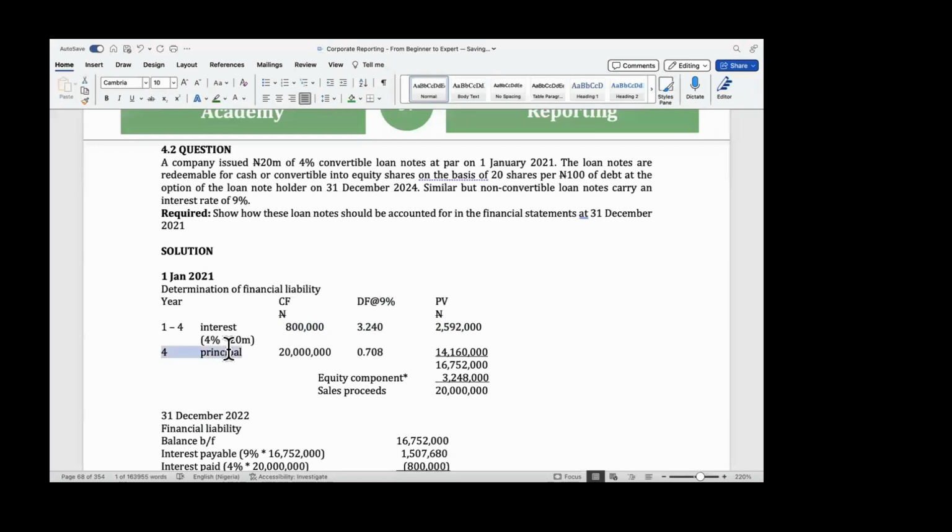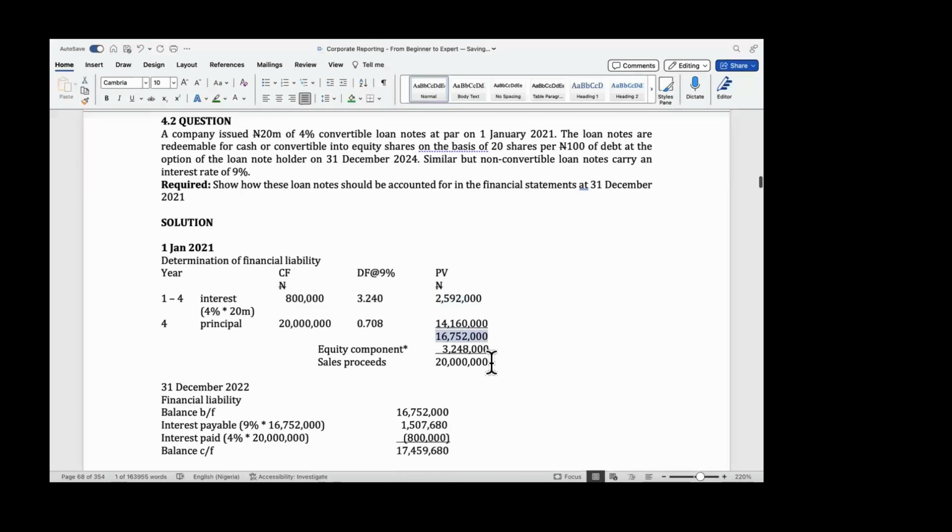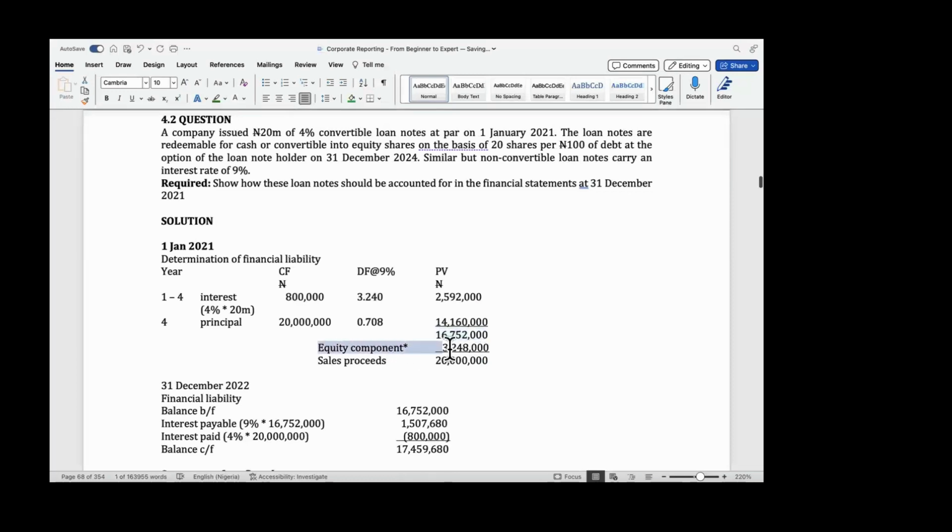Then the principal, which is 20 million, multiply that by 0.708, which is the discount factor, just like we did in the previous example. Multiply that, and it gives you 14.1 million. If you add that to this 2.5 million, that gives 16.7 million. The equity is the balancing figure, so by comparing this liability value with the amount we borrowed, the balance is going to be this equity.